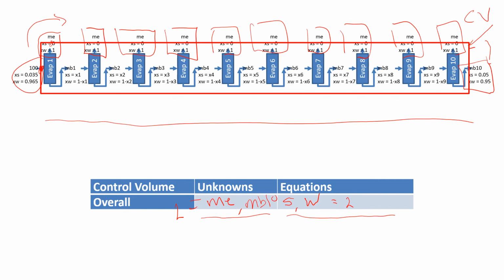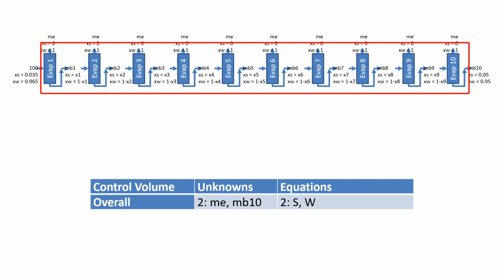So we can solve for those two unknowns by writing mass balances, a combination of the overall balance, or a balance for the salt component, or a balance for the water component. And we're going to do that. Before writing those component balances down, I'm just going to tidy up our little table, just to show you that we have two unknowns, ME and MB10, and there's two components, so there's two equations. We have a salt component and a water component.